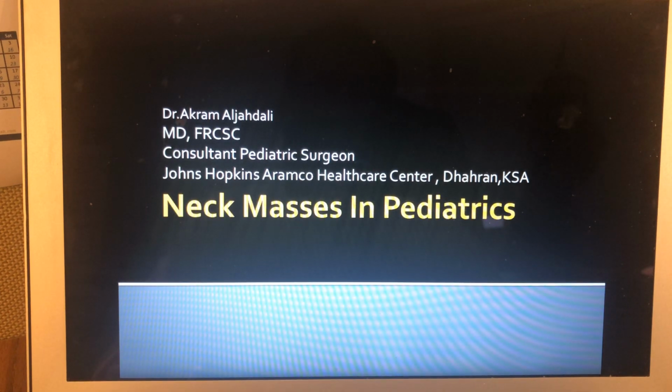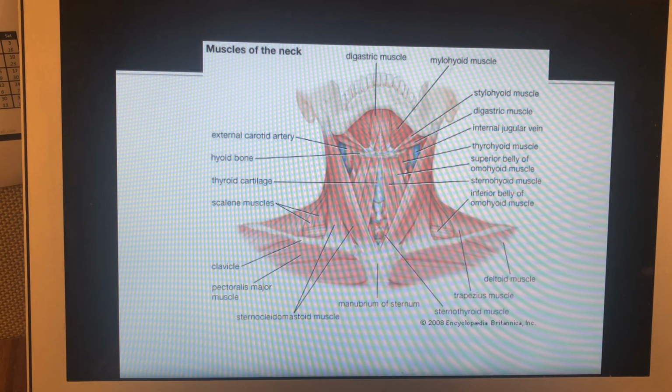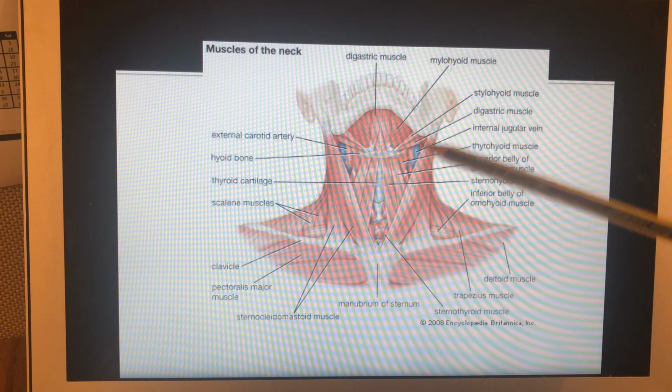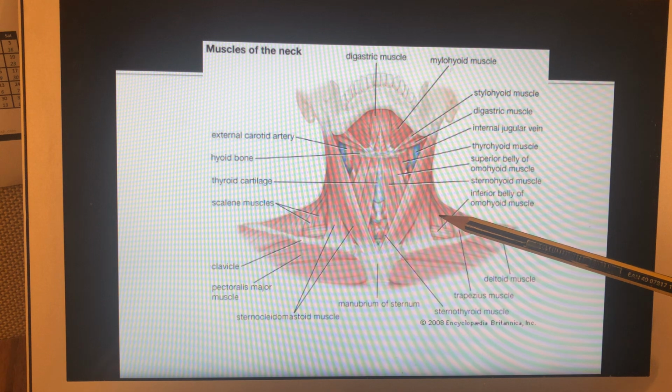Today we're going to talk about neck masses in pediatrics. I hope our medical students, interns, and residents will find it useful. To start with, we have to talk about the neck triangles, the anterior triangle and the lateral triangle.